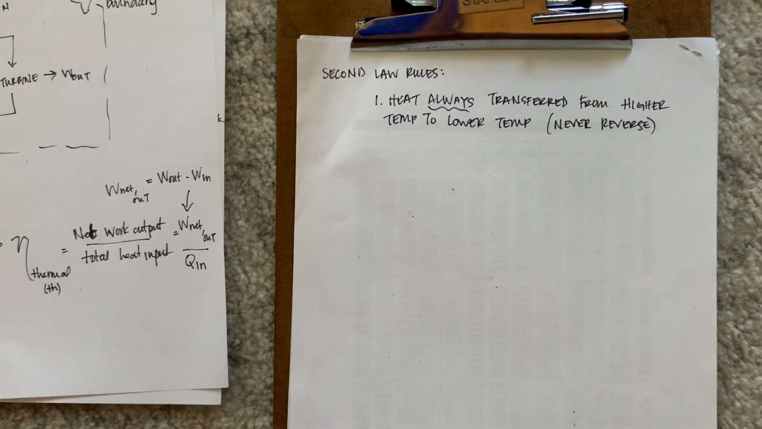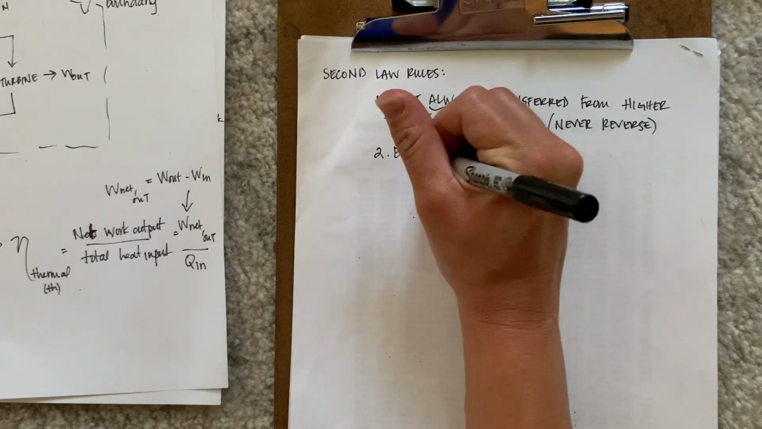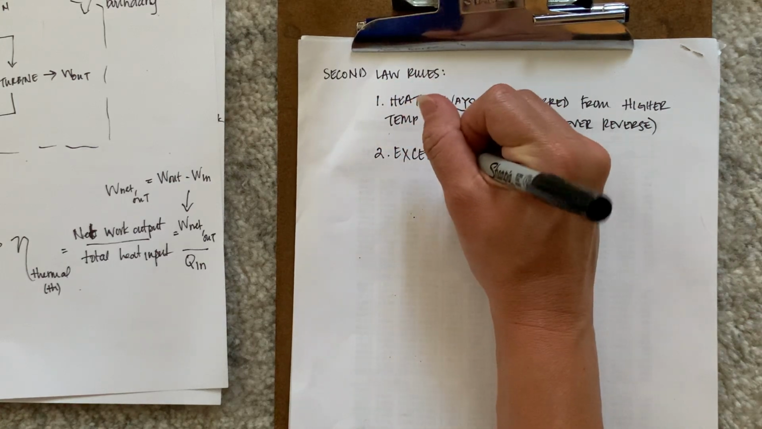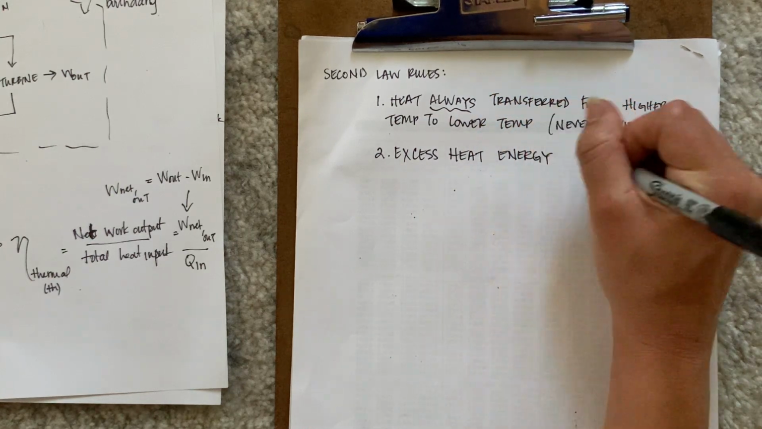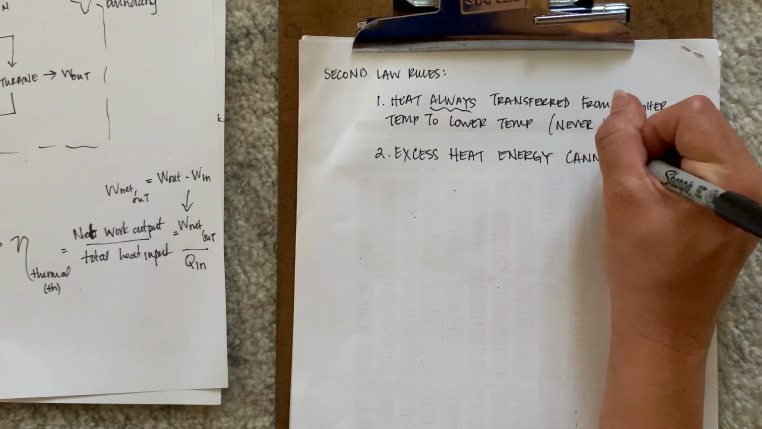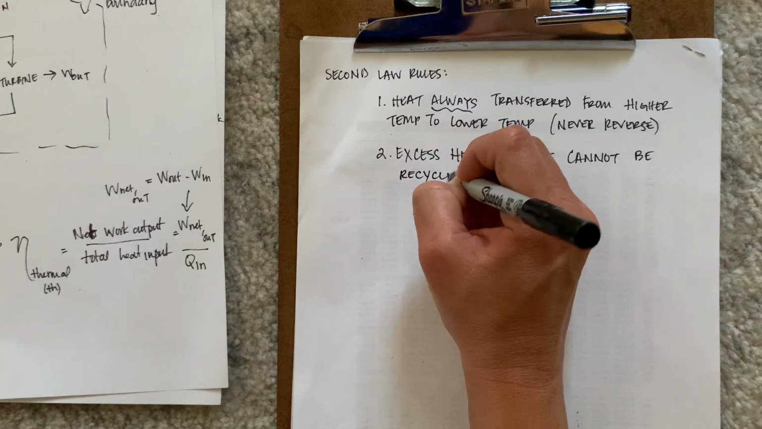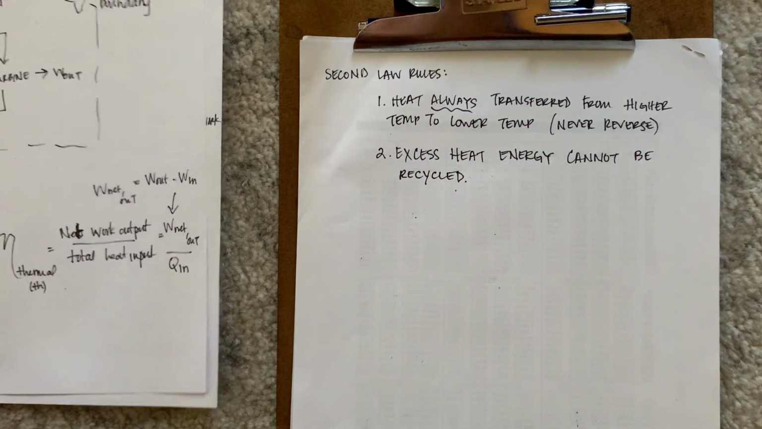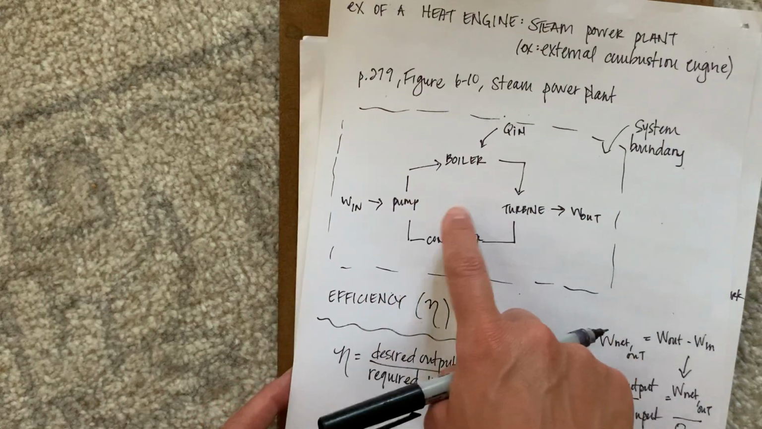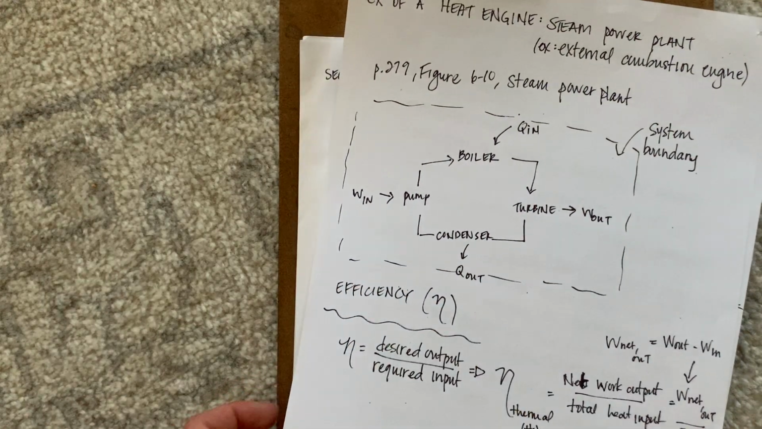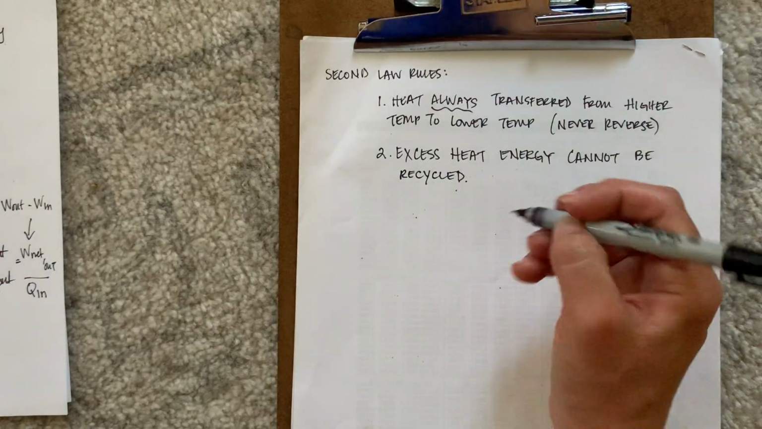The second rule is that excess heat energy cannot be recycled. That's why you have to go to a condenser and release your extra heat. You can't just reuse it to heat your boiler or work on getting you some advantage here. It's considered to be waste energy.